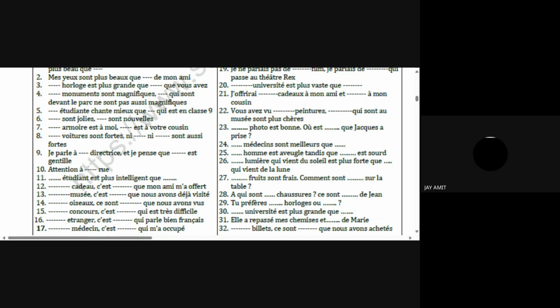Twelfth, ce and celui. Here we will not use celui-ci because we are not comparing two things. It's talking about the same card or this gift. This is the one that my friend gifted me. Next, thirteenth, ce and celui. Fourteenth.